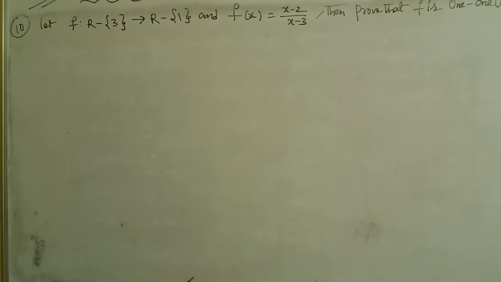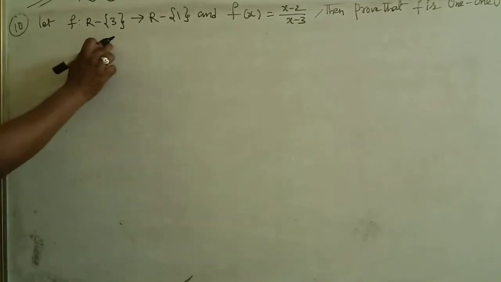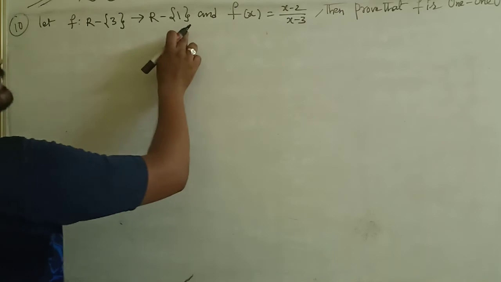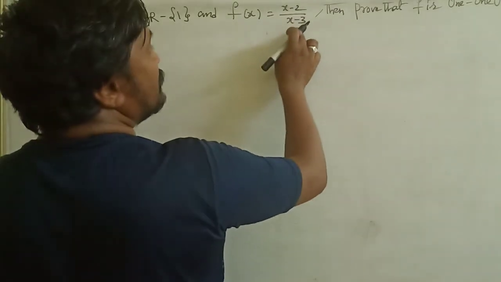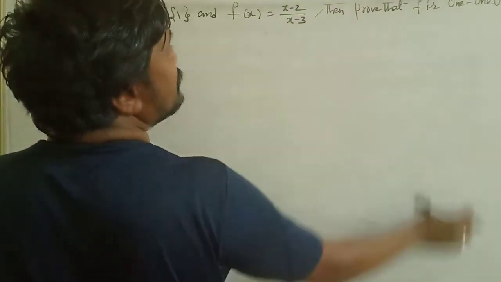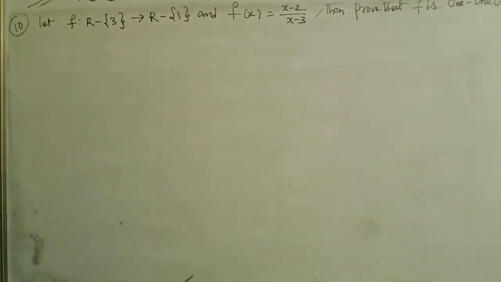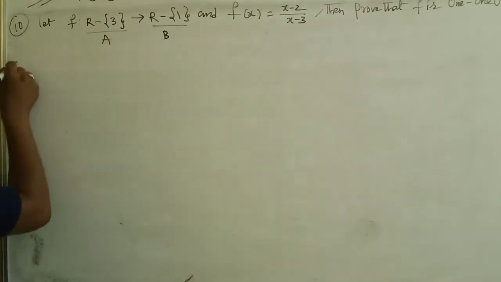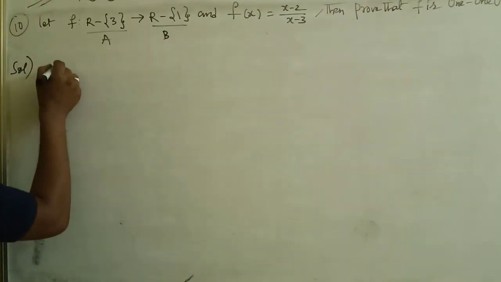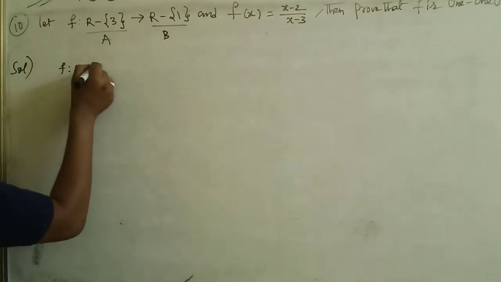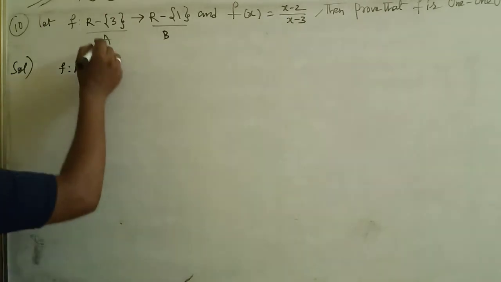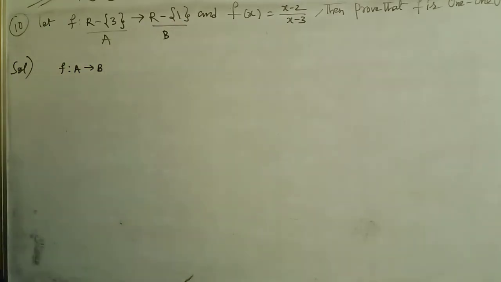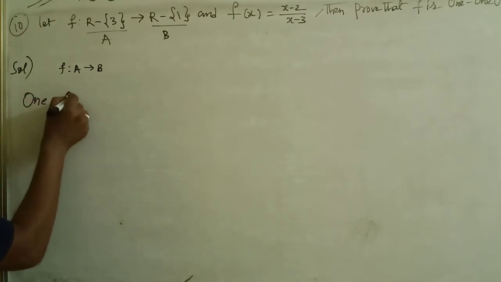Right, let's move on to the problem. Let f map R minus 3 to R minus 1, and f of x is equal to x minus 2 upon x minus 3. Then prove that f is one to one and onto. Let me think of this as A and this as B. So solution: f maps A to B, because I thought of this as A and this as B. Then I need to prove that f of x is one to one and onto. Let's move on to the first, one to one.